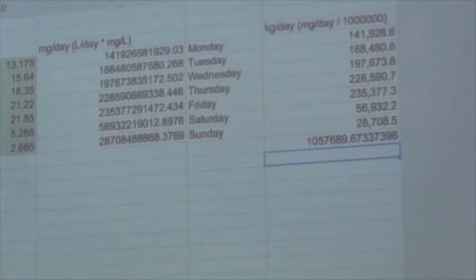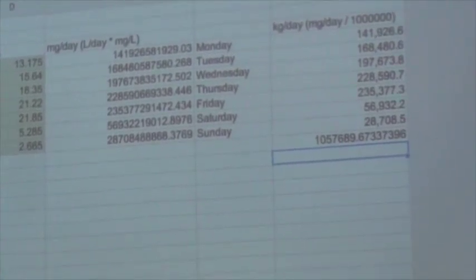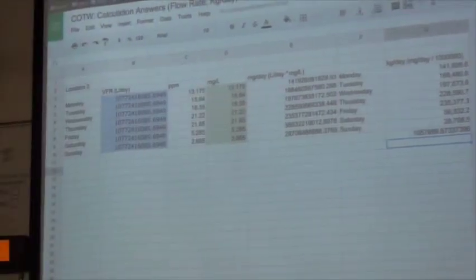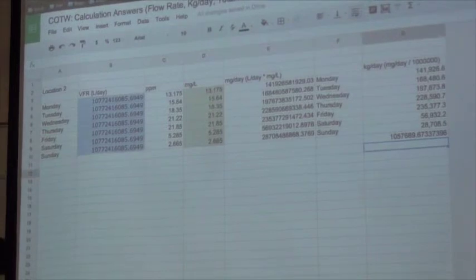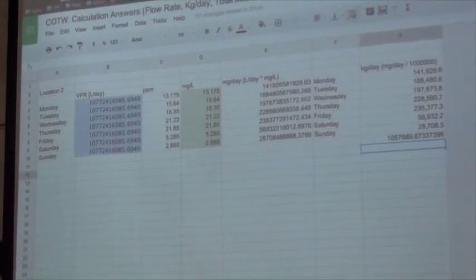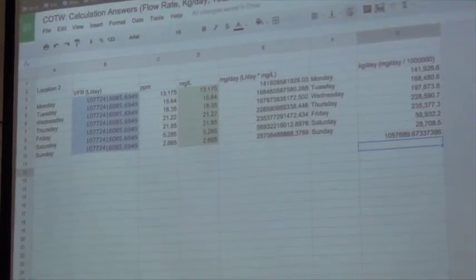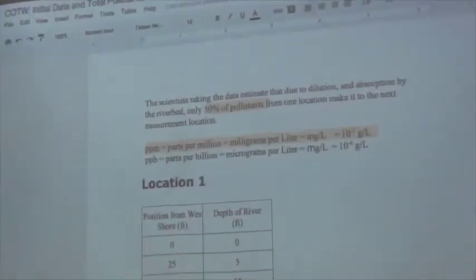Now you can repeat that process with 1, 3, and 4, because I did number 2. So you can go through and duplicate that process. I'm going to show you one other thing. Let's look at our initial data. This is a tip for you. What's highlighted? What's the top paragraph say?